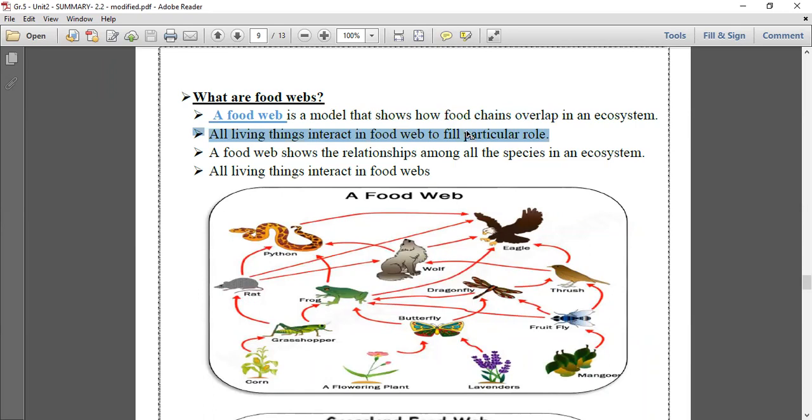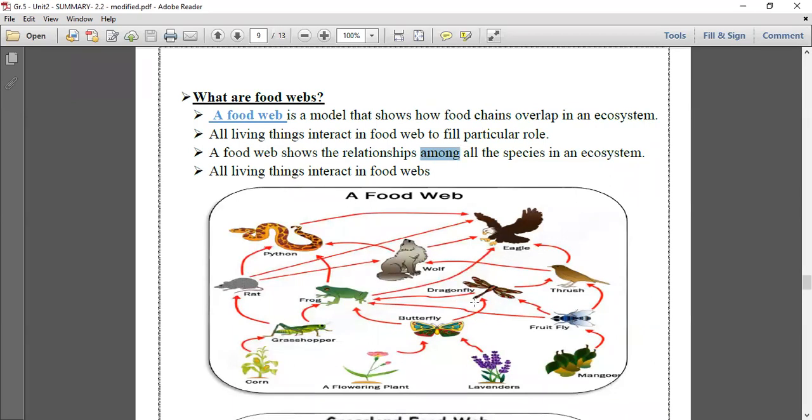All living things interact in a food web to fill a particular role. So each organism in a food web has its own function or job or role. A food web shows the relationships among all the species in an ecosystem. The word among means between. All the living things interact in a food web.